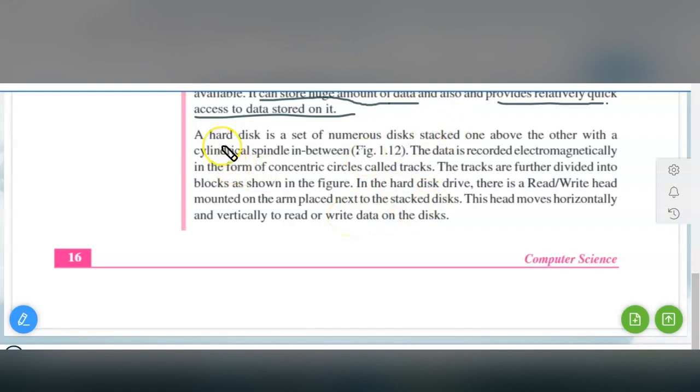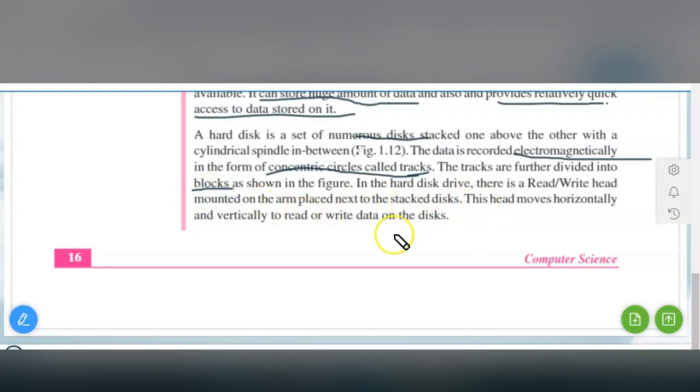Next one is, how does a hard disk look like? It has numerous disks, one above the other, with a cylindrical spindle in between, as shown in the figure. Data is recorded electromagnetically in the form of concentric circles. So you have got tracks in that, and you have got blocks. These are the terms in general use for a hard disk and its structure.